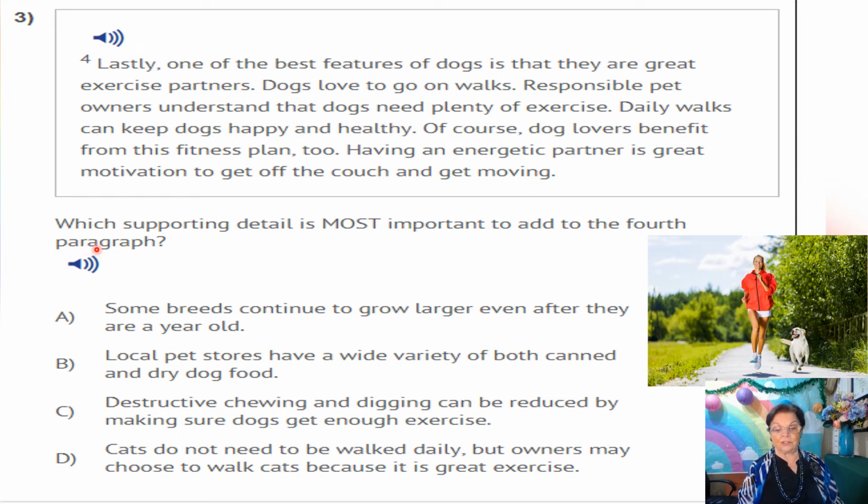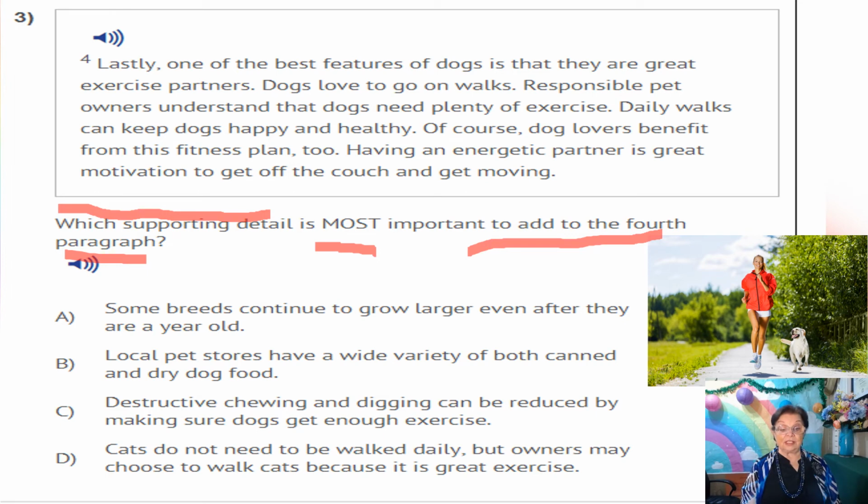Now, we're not going to look for the main idea here. We're going to look for which supporting detail is most important to the fourth paragraph. So, which of these details is most important to this paragraph? The main idea of this paragraph is that dogs are great exercise partners. So we're looking for details that prove to us that dogs are good exercise partners.